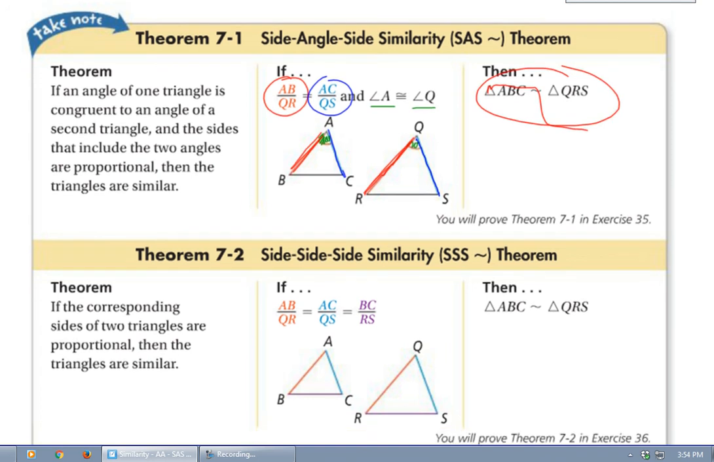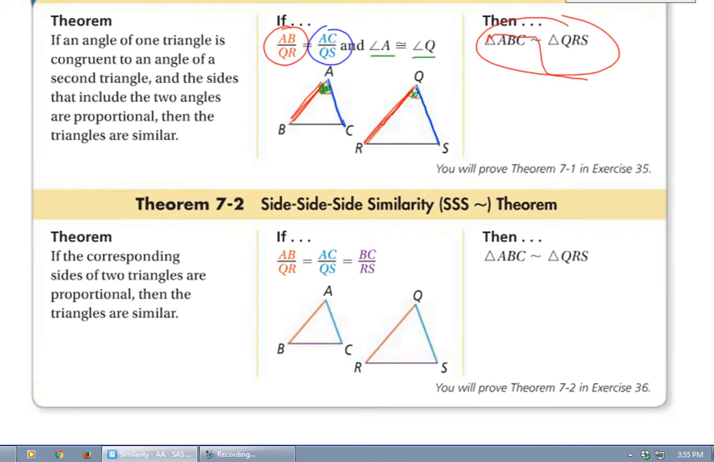Another triangle similarity theorem is the side-side-side similarity theorem, which basically says if three sides of one triangle are proportional to three corresponding sides of another triangle, in other words, AB is to QR as AC is to QS as BC is to RS, then these two triangles are similar, and that's called the SSS triangle similarity theorem. So these are the three ways I can prove two triangles are similar.